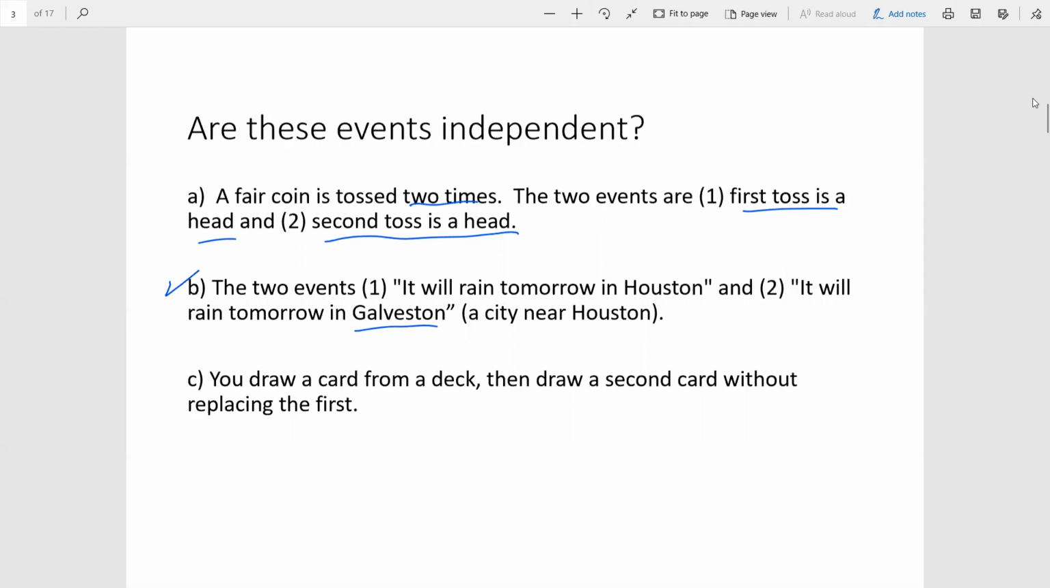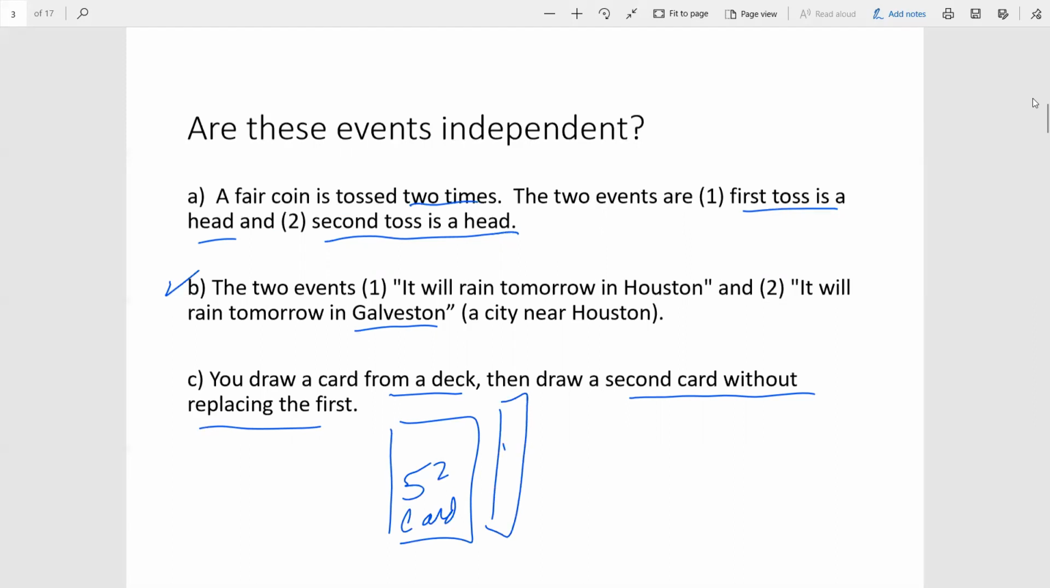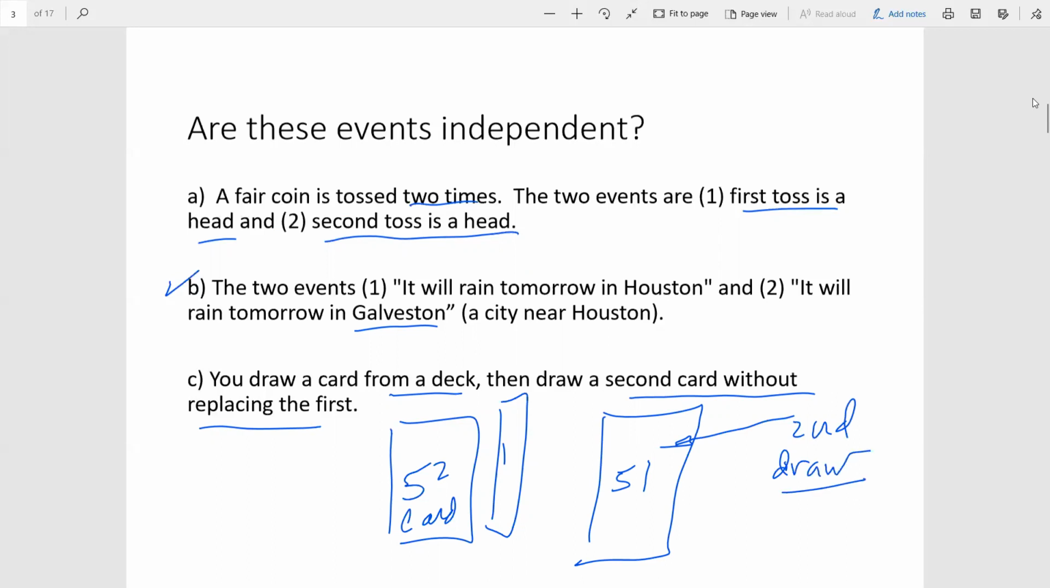The third example is you draw a card from a deck and then draw a second card without replacing the first. So let's look at a deck of cards with 52 cards, and you draw one out, and then you draw a second card from the deck that has just 51 cards in. What you draw on the second draw is going to depend on what you drew on the first draw.